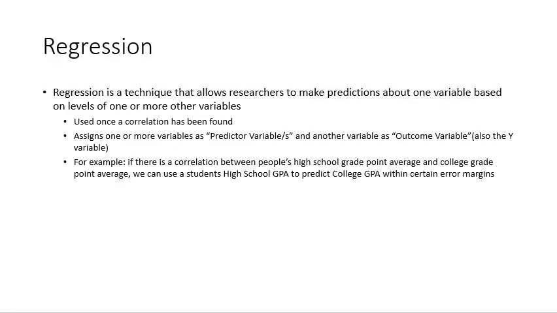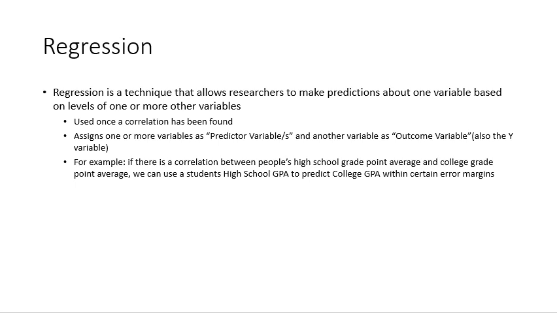Lastly, we'll talk about regression. So regression is a tool for actually predicting something based on these correlations. Regression is a technique that allows researchers to make predictions about one variable based on levels of one or more other variables. So once we know there's a correlation among a number of variables, then we assign one or more variables as predictors and another as the outcome. We call it the Y variable. So for example, if there's a correlation between people's high school grade point average and their college grade point average, we can use students' high school grade point average to predict their college grade point average.